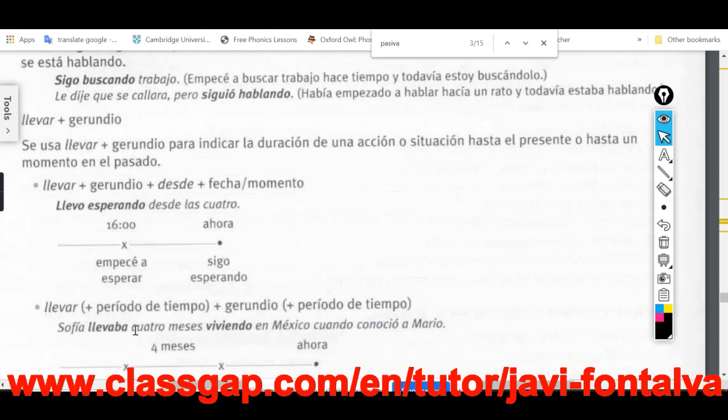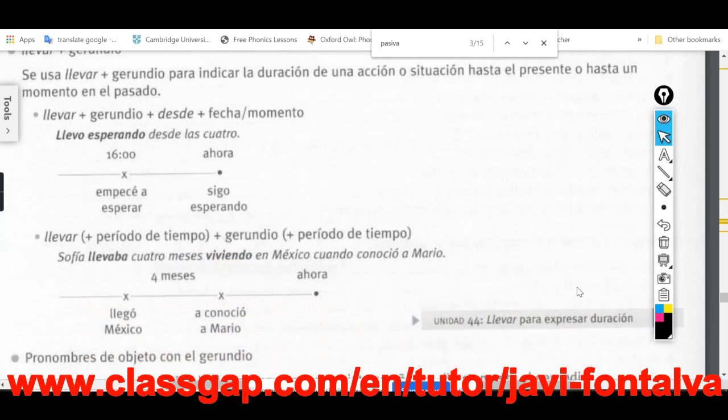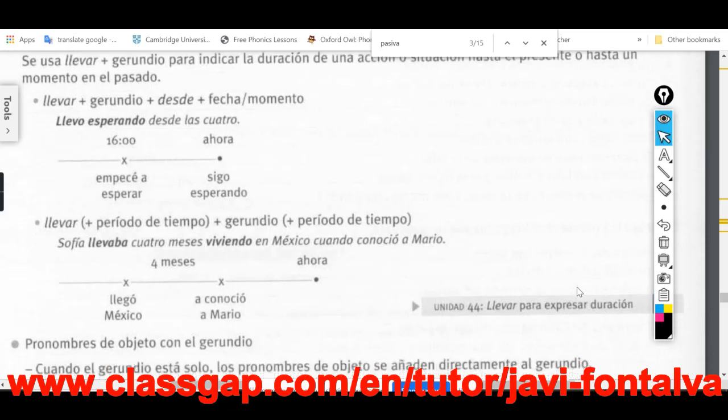So Sofía llevaba 4 meses viviendo en México cuando conoció a Mario. So this llevaba viviendo. We're talking about she has been living, or she has lived, four months or something. Exactly. So llevar plus gerund is a period of time. For example, ¿cuánto tiempo llevas aprendiendo español?